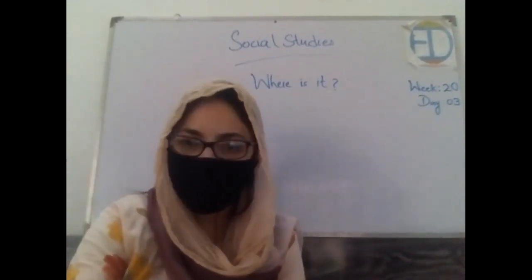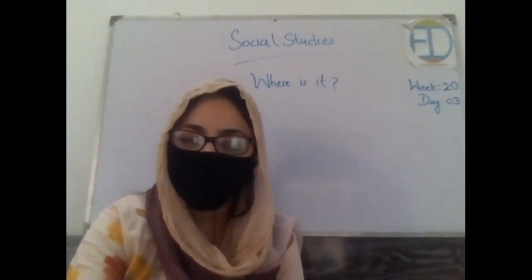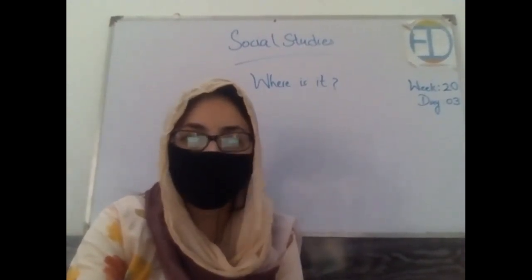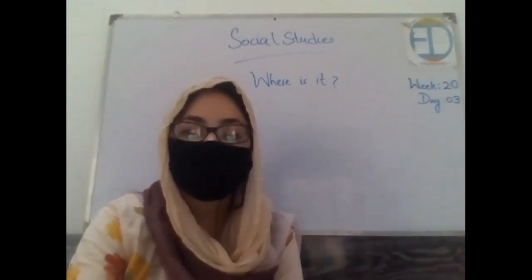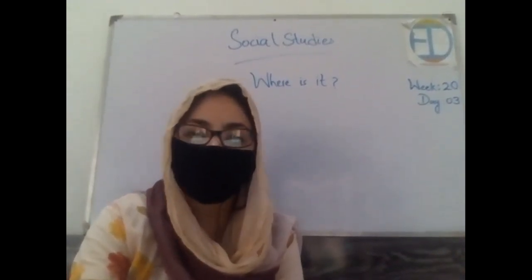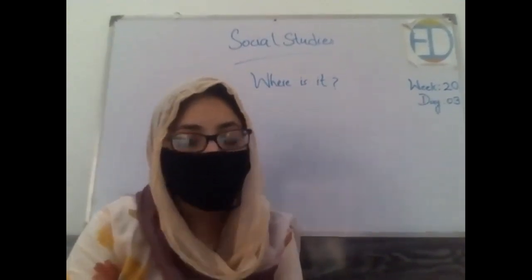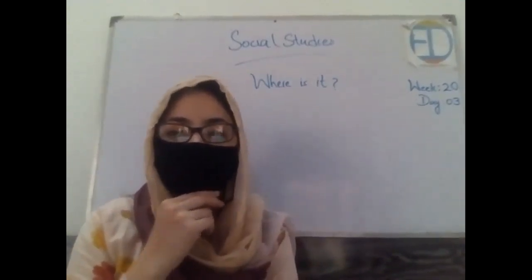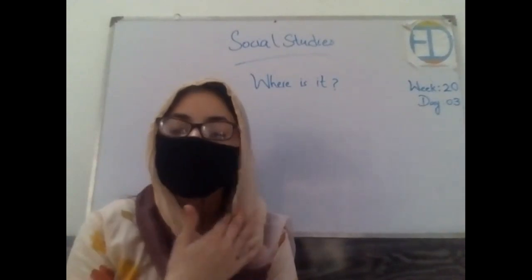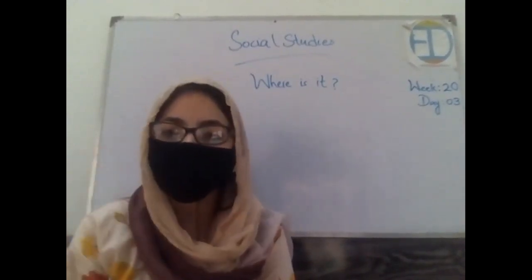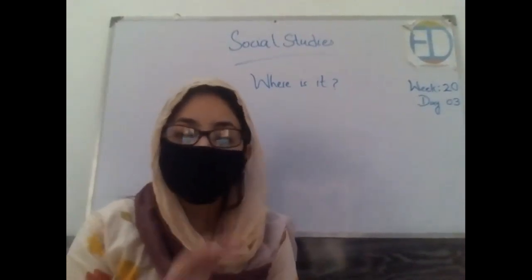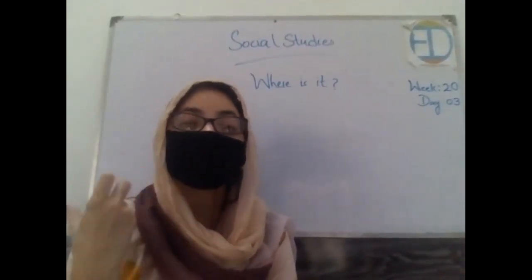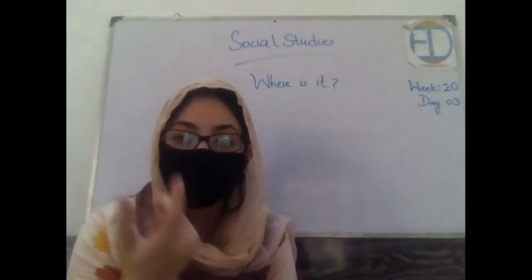So, in today's class, we will be starting with a new topic, and the topic is about prepositional words. The topic name is where is it? Where is the thing? So if you ask somebody about the thing, let's say you have lost your book and you ask your siblings, have you seen my book? So the answer would be about the position of the book, that where it is placed, right?